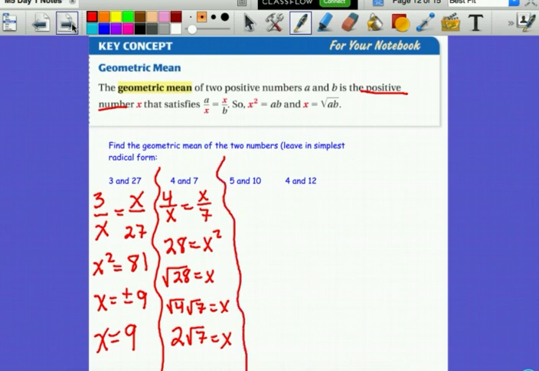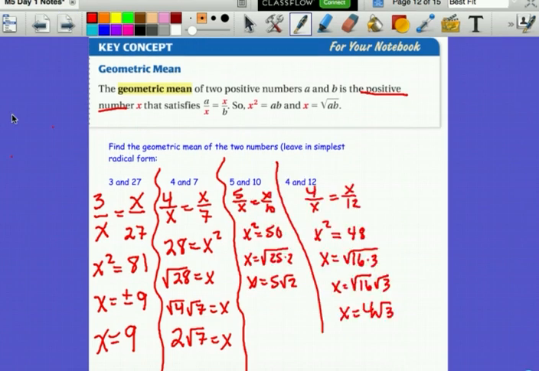Again, I would recommend that you pause the video here and try the next two questions on your own. Then unpause to check your answer. And your final two answers are here for you. For the third one, x equals 5 square roots of 2, and for the last one, 4 square roots of 3.